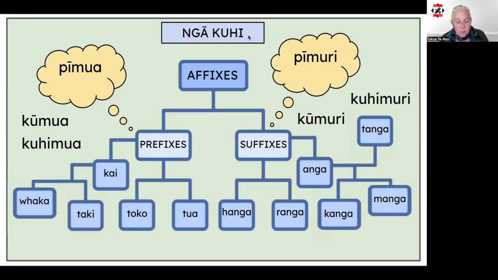I'm going to start by giving you an overview of all the most common affixes, or kuhi, in Te Reo Māori. The word I'm using for prefix is pīmua, but they're also known as kumua or kuhimua. And on the other side of the picture are our pīmuri, otherwise known as kumuri or kuhimuri. These are the kuhi that I'm going to be talking about in the next couple of videos. The prefixes are kai, whaka, taki, toko, and tua, and the suffixes are ngā, anga, hanga, kanga, ranga, manga, and tanga.